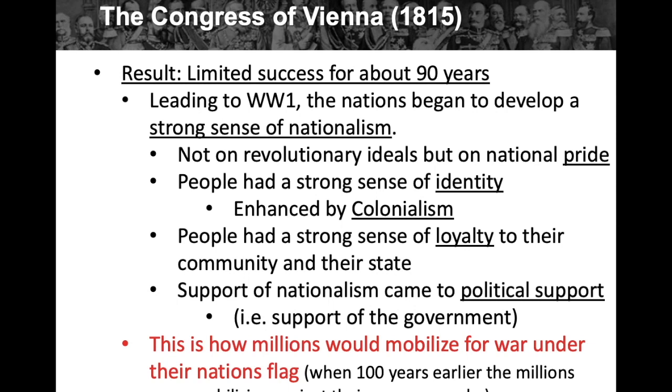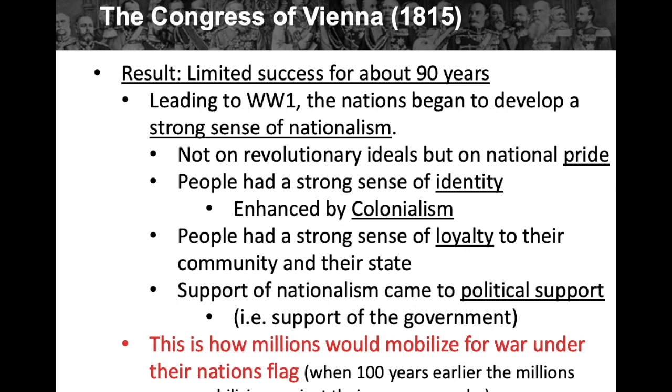People had a sense of loyalty to their community and to their state. In other words, to their monarchies. No matter what governmental structure that they had, the people were really becoming loyal to their government. Support of nationalism came to political support. So when a person says, I'm proud of my country, I identify as, let's say, British in this example, I'm loyal to my Queen Victoria, I'm loyal to my country, and they're proud of that, then they become politically supportive.